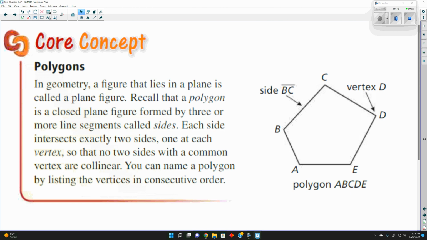Questions on this so far? We use the letters on the vertices, the points, to name it. When we name it, we just pick one of the points and go around the figure. We good with this here?